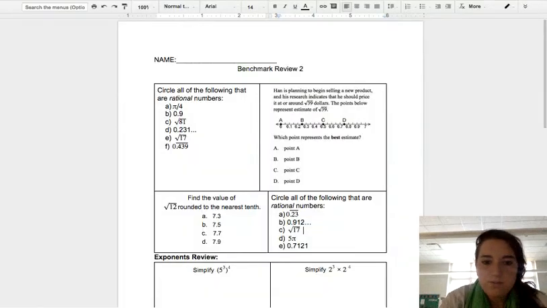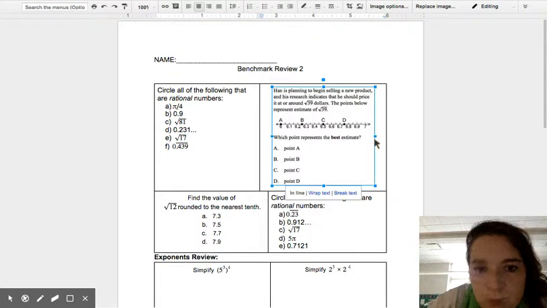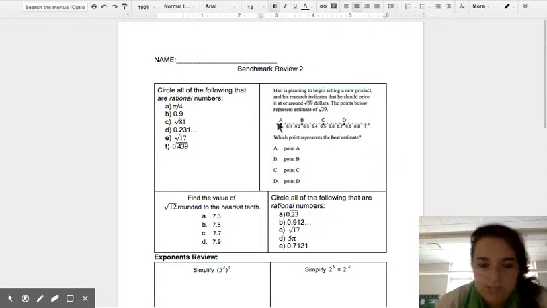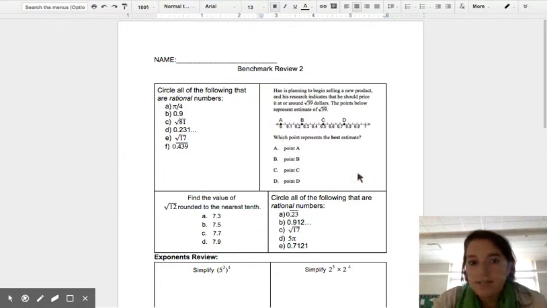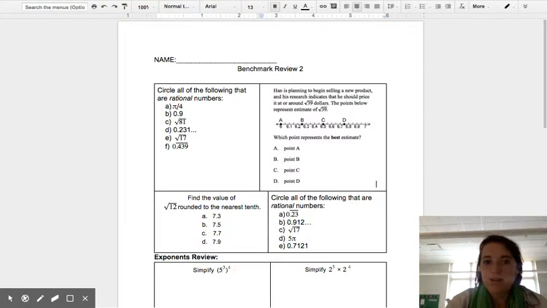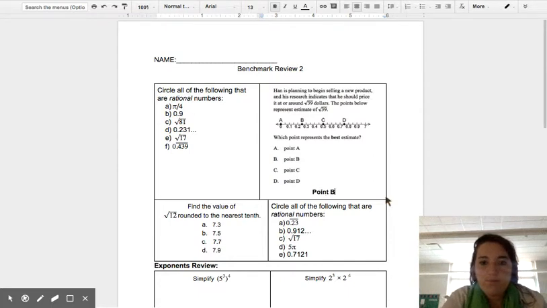So on our original problem, it was asking which point best represents it. So point A is right next to 6, so it's on 6. That would be the square root of what number? The square root of 36, so it's not point A. But we know that it should be pretty close to 6, so which other point is pretty close to 6? The correct answer is point B.